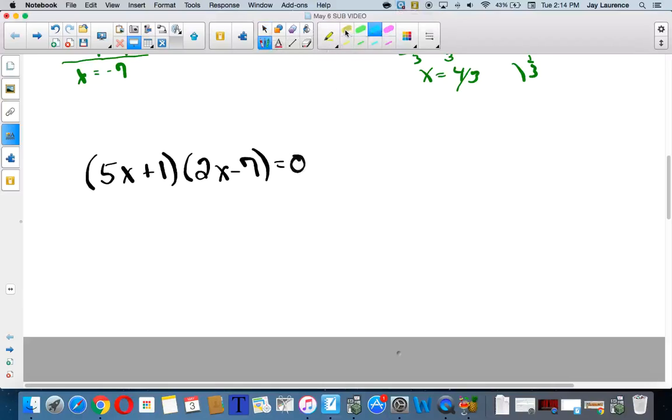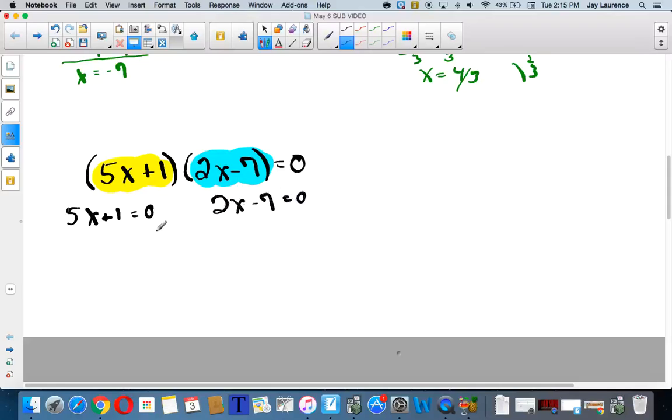So, I see two factors. I see the factor 5x plus 1, and I see the factor 2x minus 7. I'm going to find out when the yellow factor equals 0, and I'm going to find out when the blue factor equals 0. So I'm going to take 5x plus 1 and 2x minus 7 and set them equal to 0. I'm going to get x alone. Subtract 1 from both sides, yielding 5x equals -1. Divide by 5, divide by 5. x is going to equal -1/5.